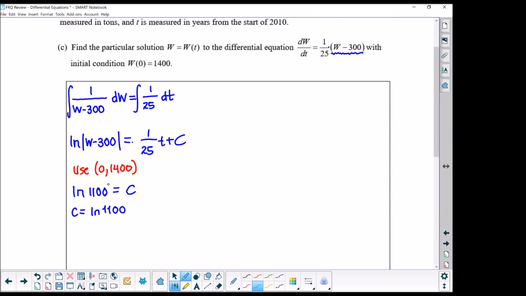All right, I'm going to jump up here so I've got some more space. I'm going to kind of take inventory. Where am I? I've got this natural log of W minus 300 equals 1/25 t. And I've got my wonderful but yet ugly looking C, natural log of 1,100. All right, our next job is to get W by itself. Right, we've got to solve for this thing.